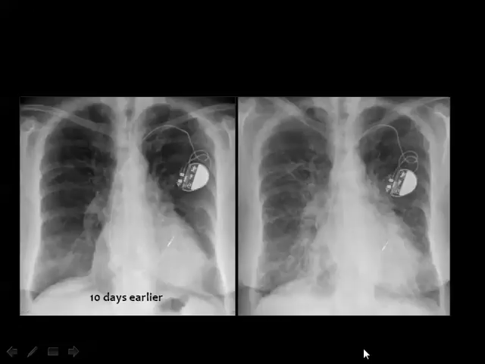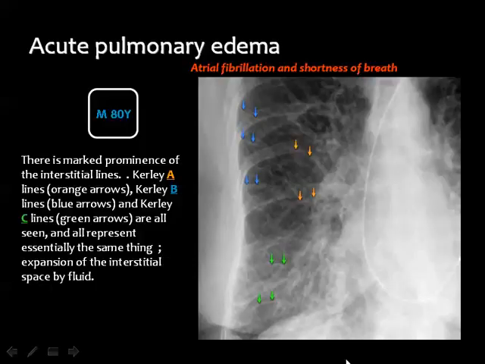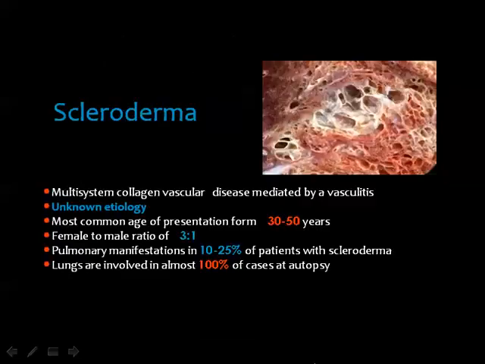This is a patient with a previous chest X-ray, and this is after 10 days, and you got left ventricular failure with extensive interstitial opacities in the lung, and you got too many Kerley B lines and also the Kerley A lines. Then these are the Kerley A lines near the hilum, and this is the B and C Kerley lines near the costophrenic angle.